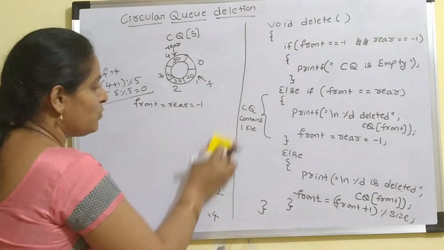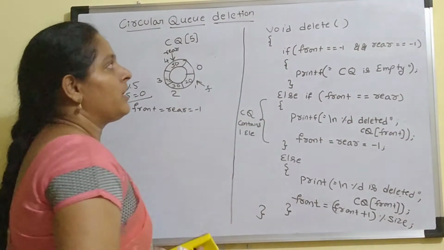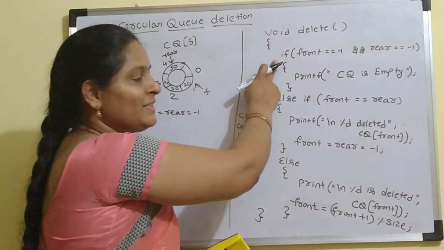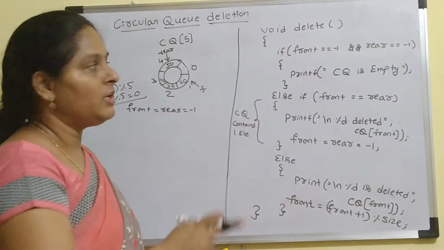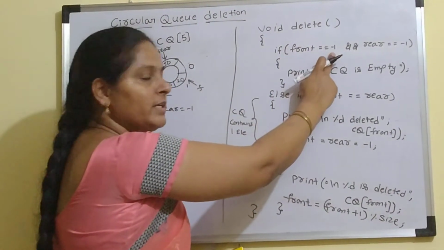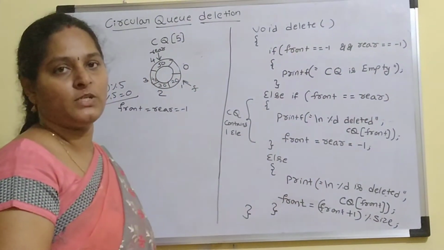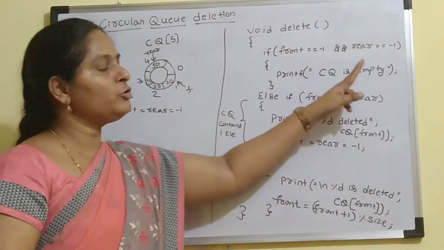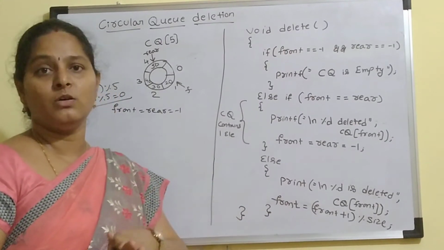Now just trace this code once. If you want to perform the deletion operation, we need to check whether the queue is empty or not. We know very well how to check the queue empty condition. If the circular queue front pointer is pointing to -1 and the rear pointer is also pointing to -1, we can say that the circular queue is empty. Instead of writing two statements, you can also write only one statement, either front equal to -1 or rear equal to -1.